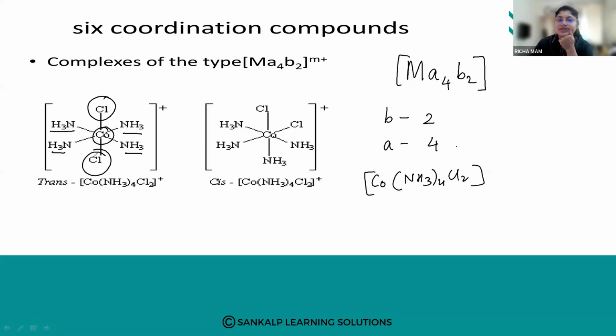Now this gives rise to trans, because they are opposite to each other. Now how do you write the cis configuration? In the cis configuration, all are at one side. These are at one side. These are adjacent to each other.